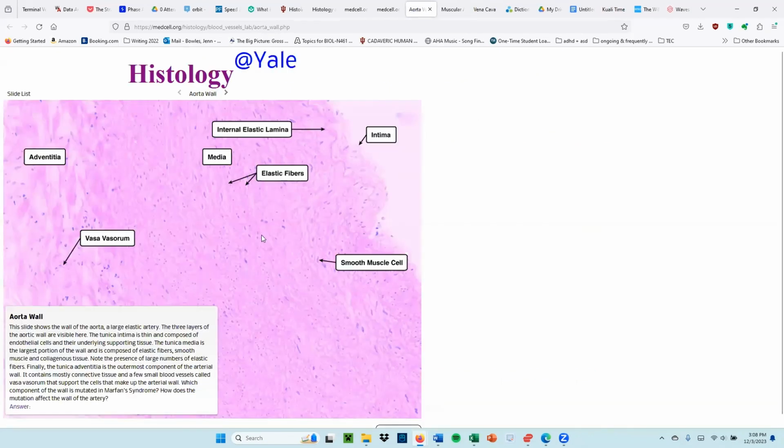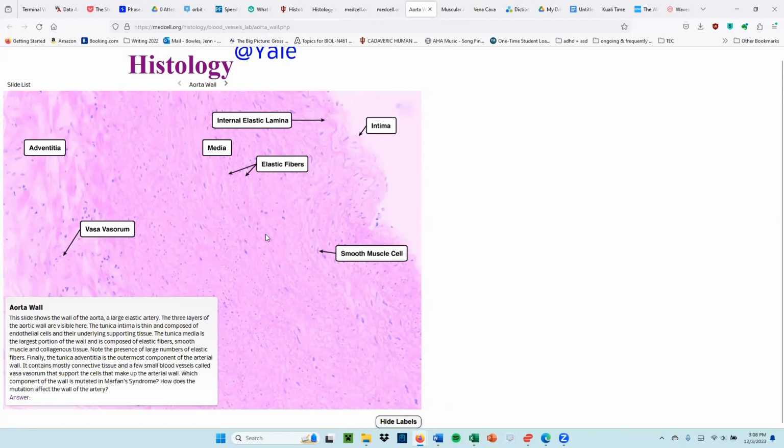All right, so this is going to be the thickest artery with the thickest possible tunica media. So we have an aorta wall here. It will have the same layers. One important thing to remember is that our layers of the blood vessels will be consistent for both arteries and veins, even though they look a little different.